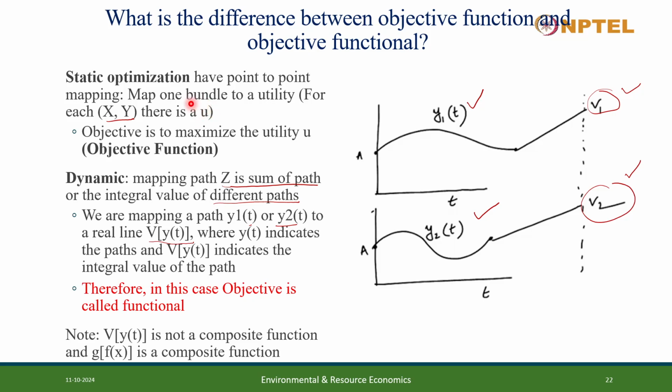In the objective functional, in the case of dynamic optimization, you are mapping paths. So you have a certain integral value of different paths: path v1, path v2, v3, and so on. So v of y of t, where y of t indicates the path and v of y of t indicates the integral value of the path. In such a case, where you have a certain integral value of a path and you are trying to find the optimal path, this kind of objective is known as an objective functional, as opposed to the objective function in the case of static optimization.